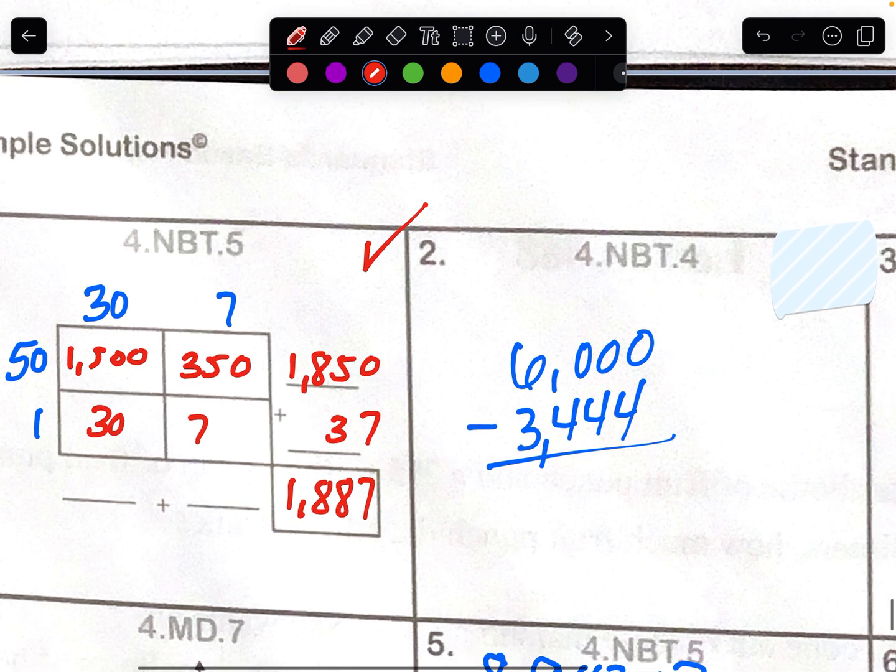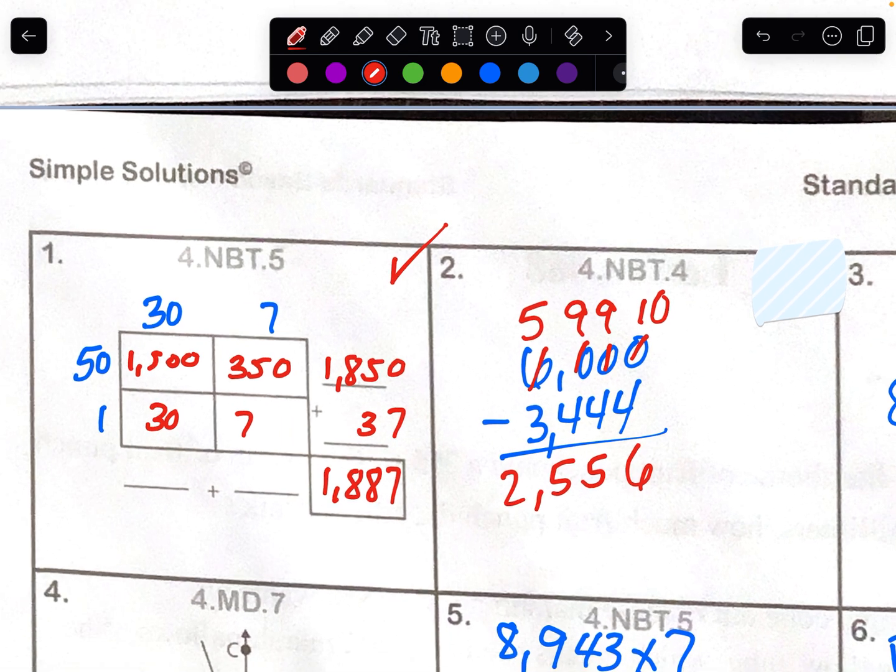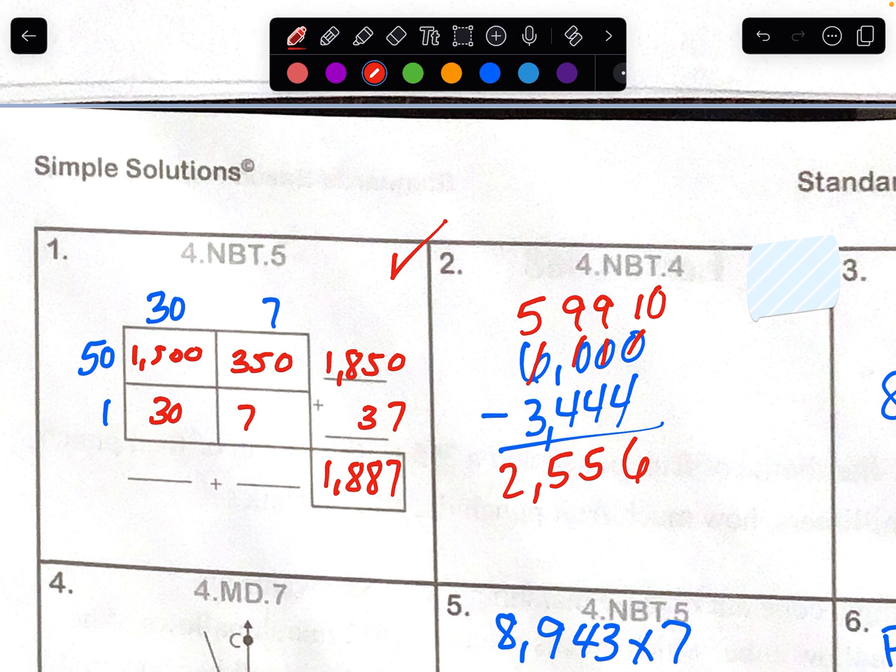All right, number 2, we are subtracting. 2,556 as your difference. 2,556. First secret letter is an E.